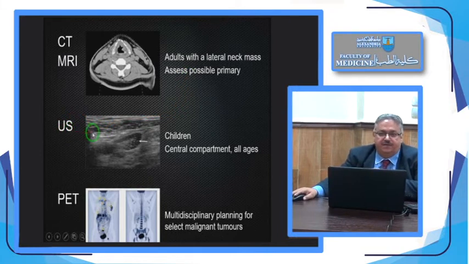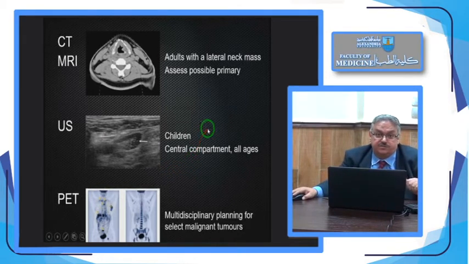Ultrasound in children. So you use ultrasound in children, and in central compartment lesions in all ages, thyroid lesions. Ultrasound is the mainstay line of investigation besides fine needle aspiration biopsy in thyroid lesions. PET scan is very important in designing multidisciplinary planning for selected malignant tumors. So PET scan can detect metastases all over the body, and it can detect a hidden malignancy, an occult primary.